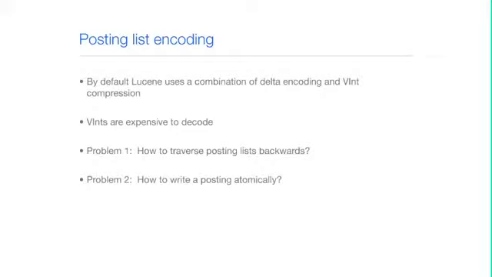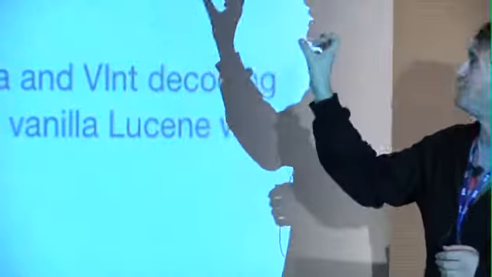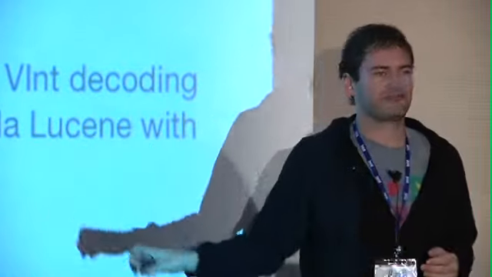So these are the problems we had with VINT. It's just summarized on the slide here. That's why we use a different encoding at Twitter. And it's not really that sophisticated. It's very simple. Every posting in Twitter is mapped to a 32-bit integer in this way. We use 24 bits for the doc ID, and the doc ID is not a delta, it's an absolute number. We use 8 bits for the text position, which I haven't mentioned before.